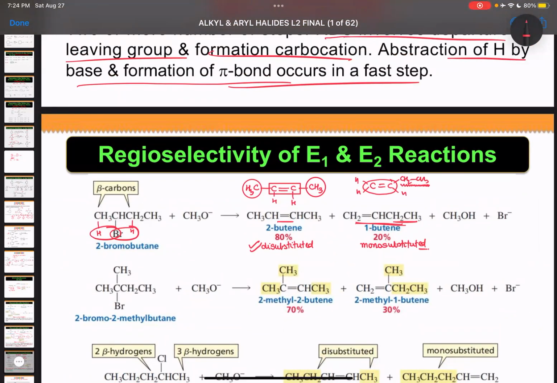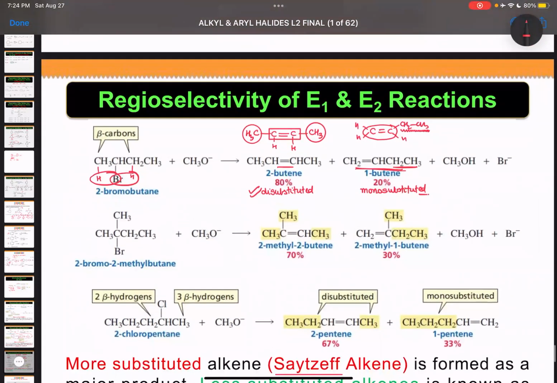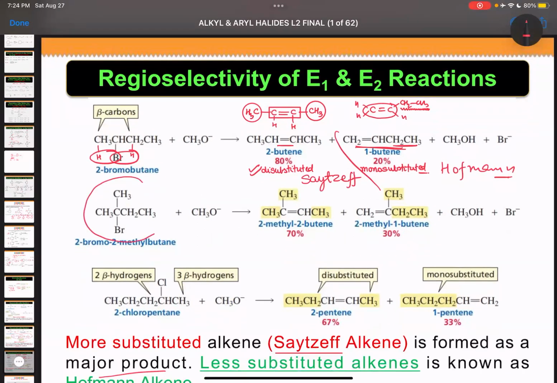So for every structure you need to draw the Saytzeff and Hofmann. Okay, so it is the Saytzeff and this one is the Hofmann. The major product is the Saytzeff alkene. So for this alkene you can also try.